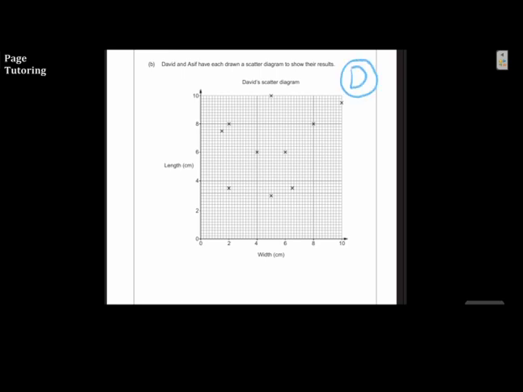Now, if we look at David's scatter diagram, there's like a vague correlation maybe going here, but he's got all different points that are quite spread out. So you can even put a note here, spread out points. But then if we look at Asif's, they're all quite close together. Like if we were to put a line to that, for example, so if we'd put that now, they are very, very close to that line. There seems to be a correlation.